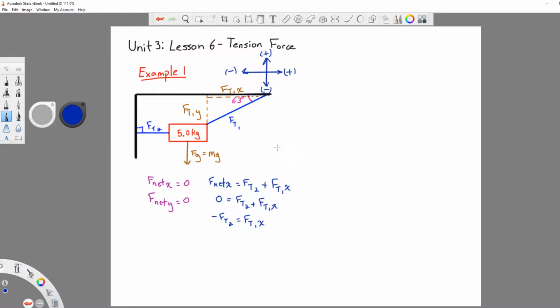If we do this in the y direction, it's essentially going to give us the same thing. It's going to give us force of gravity is equal in magnitude to FT1y.